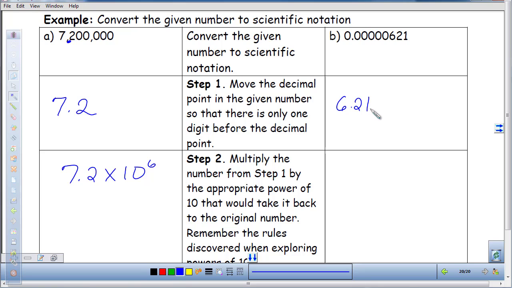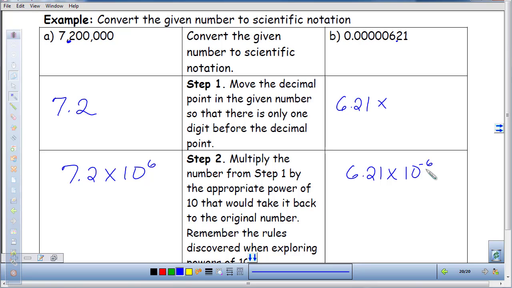6.21. Okay. And then think about, okay, if I'm at 6.21 and I need my decimal point to move over here, I'm going to multiply by 10 to the what? Okay, it's going to be negative because we're going to the left. 1, 2, 3, 4, 5, 6 places. So 6.2 times 10 to the negative 6. Okay. All right, questions about that?